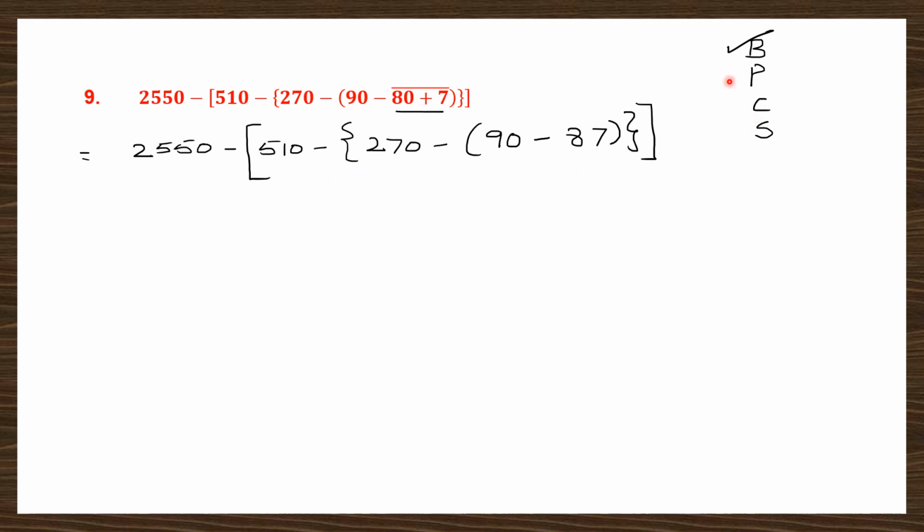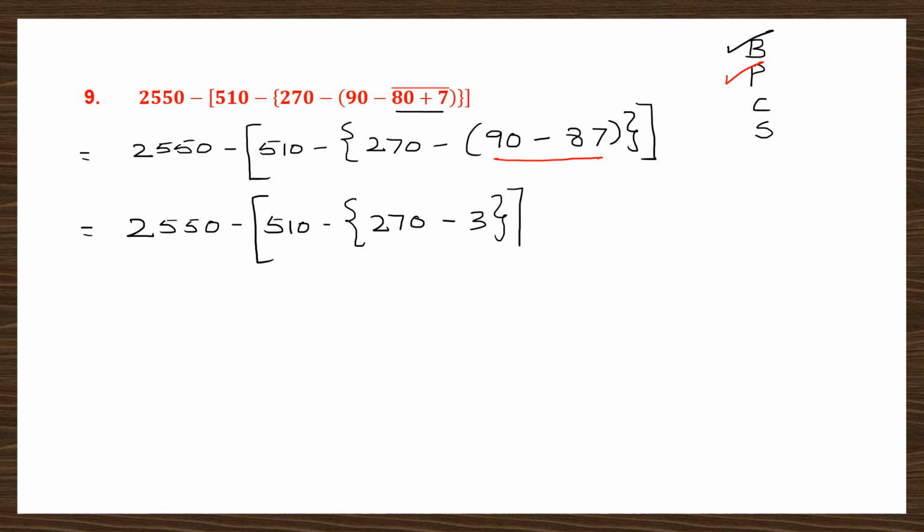So according to this, we have to work out the parenthesis first. So let's open this, that is 90 minus 87. So let's continue the sum, 2550 minus square bracket 510 minus curly bracket 270 minus, now 90 minus 87 is 3. So we've removed the parenthesis, put back the curly bracket and the square bracket.